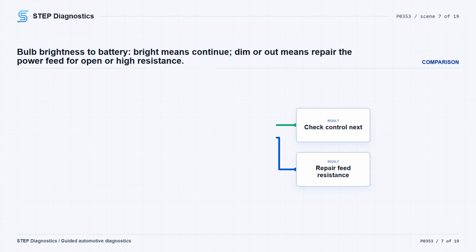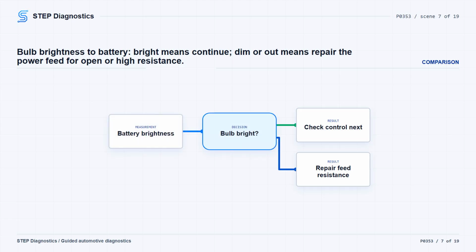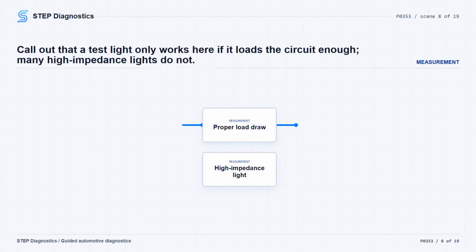Compare the bulb brightness to a direct battery connection. A good circuit should light the bulb bright. If it is not illuminated and bright, repair the power supply circuit for an open or high resistance, then verify the repair.